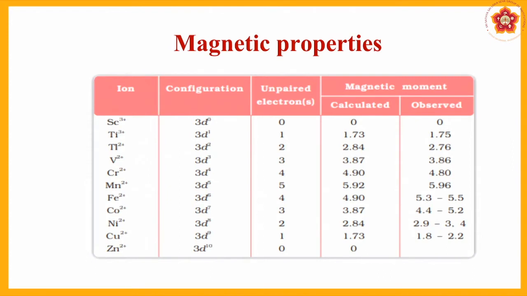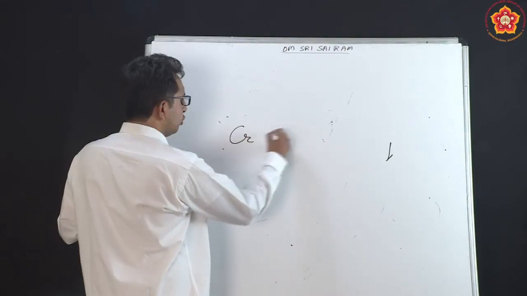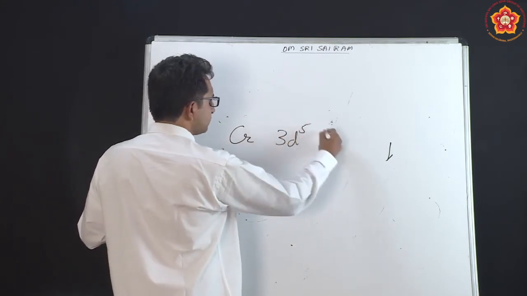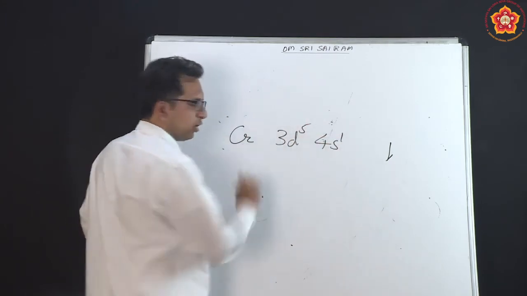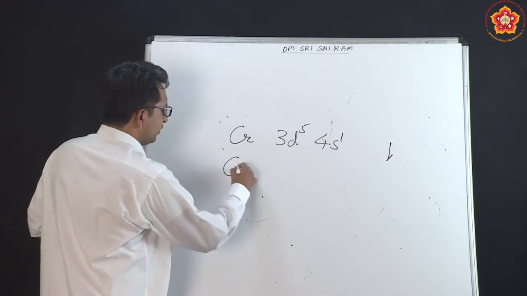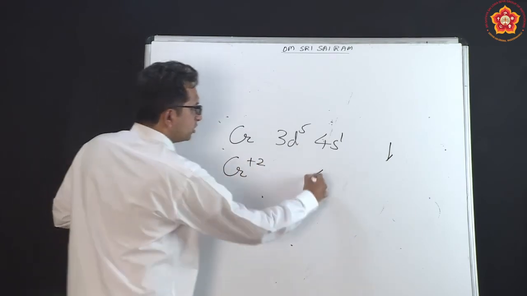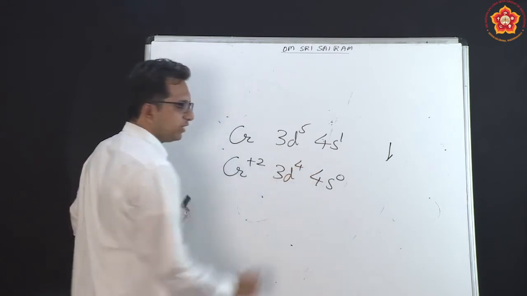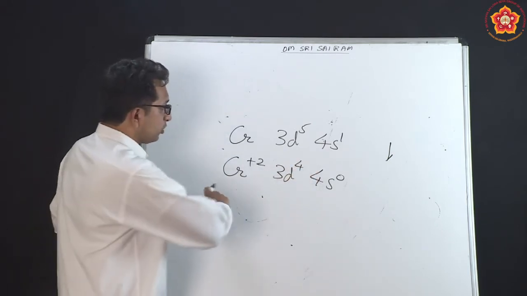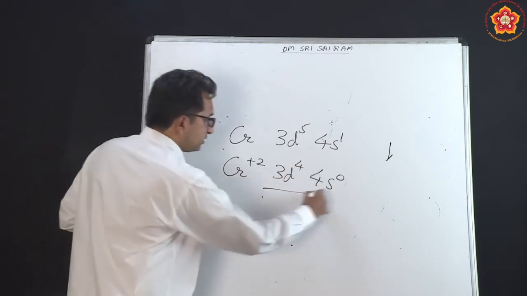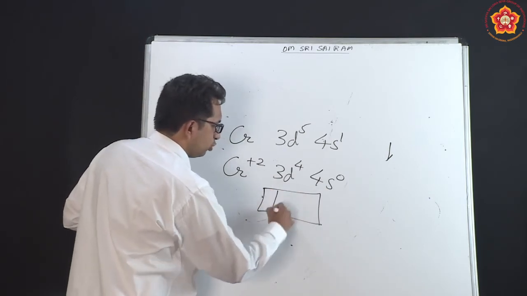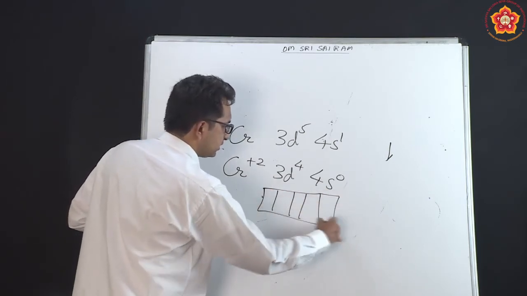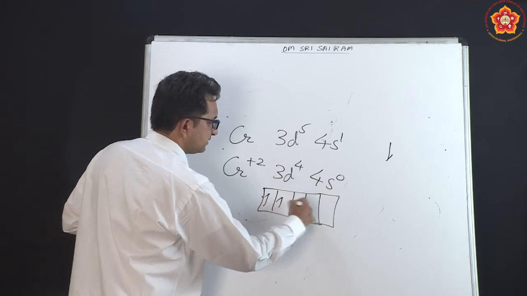If you see the 5th element in the table that they have shown, we know very well that chromium is 3d5 4s1, and this is due to the half stability case. If it is chromium +2, the first electron goes from 4s, the second electron goes from 3d. When you consider this, how are the 3d electrons present? We know that they are all present singly.